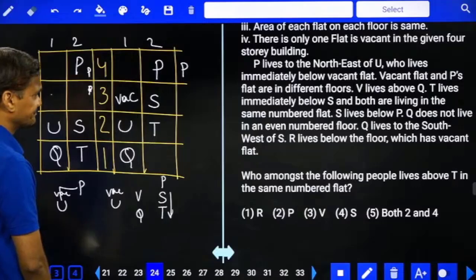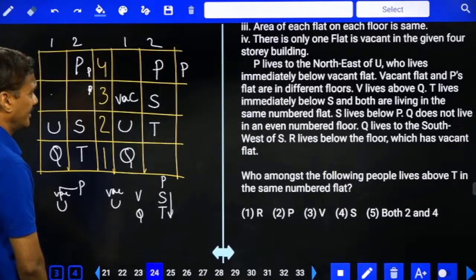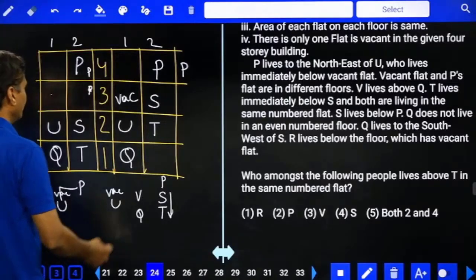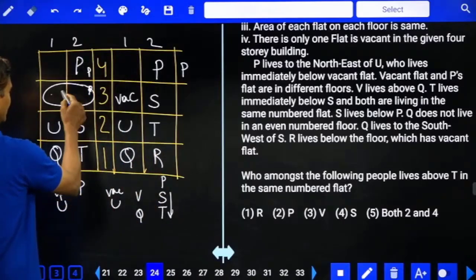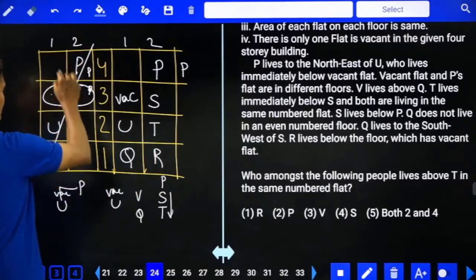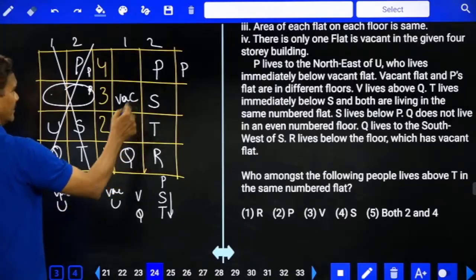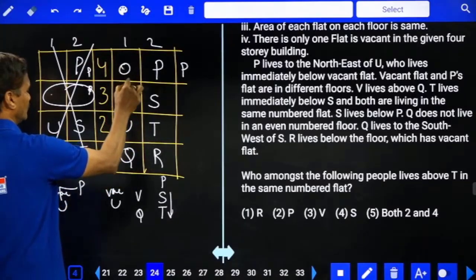Then next one. Q lives to the southwest of S. And R lives below the floor which has a vacant flat. R is below the floor which has a vacant flat. R is here. Here is the vacant flat, and R must be below it. R is below this one, not possible. And this case is completely ruled out. Now we are left with only one more person, Q.